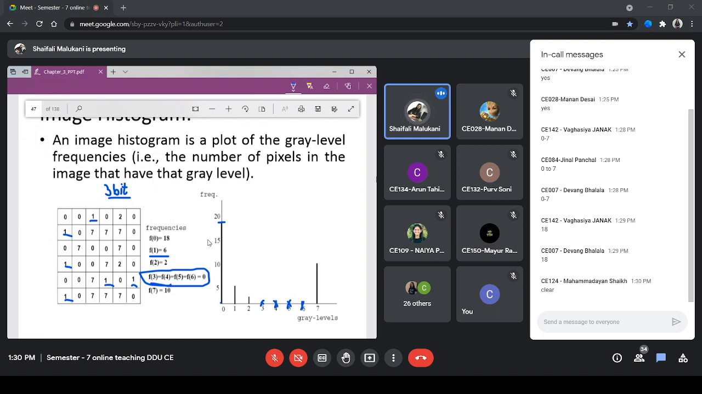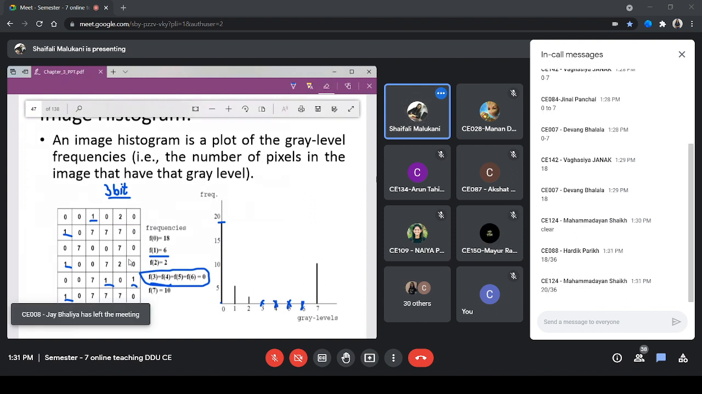Now the case is, suppose I take a pixel. I randomly choose any pixel. What is the probability that the selected pixel will have value 0? How to find probability? Yes, it is 18 divided by 36.